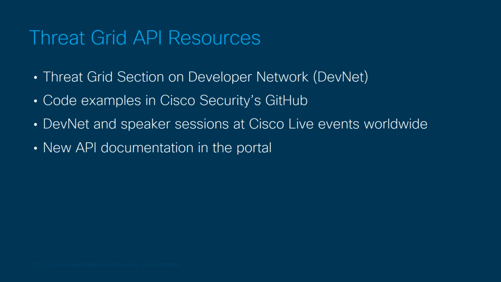Via a number of different but complementary resources. A new ThreatGrid section in Cisco's developer network, also known as DevNet, code examples ready to reference or modify in the Cisco security account on GitHub, DevNet speaker and lab sessions at global Cisco Live events throughout the year, and a new update to our API documentation in the portal.